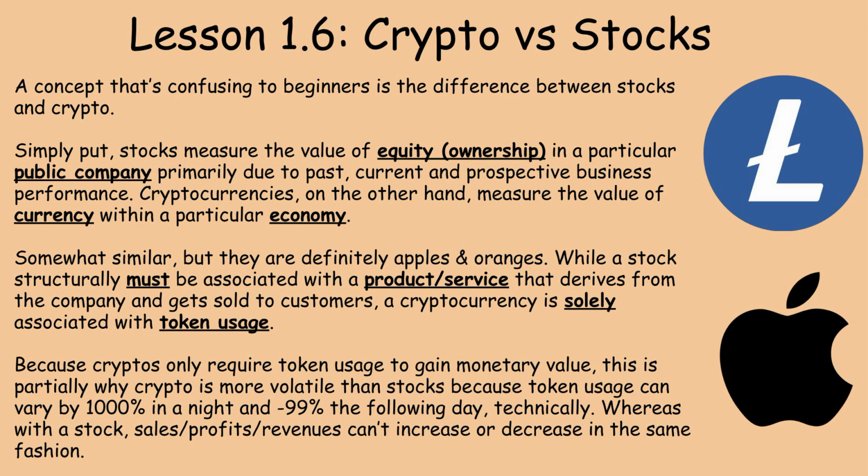Because cryptos only require token usage to gain monetary value, this is partially why crypto is more volatile than stocks, because token usage can vary by 1,000% overnight, and then minus 99% the following day, technically. It just depends on what the cryptocurrency is used for, what marketing it has, etc. A few different reasons, but realistically, it can do those types of ranges. Whereas with a stock, sales, profits, revenues, etc., can't increase or decrease in the same fashion. It's going to be a far more gradual progression, and hence why the returns reflect that in the respective asset classes.